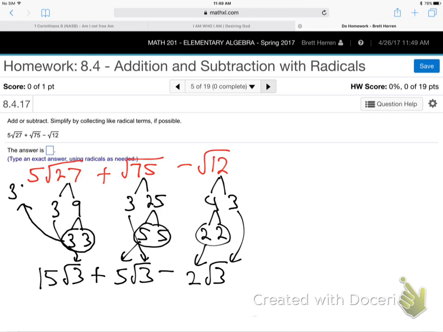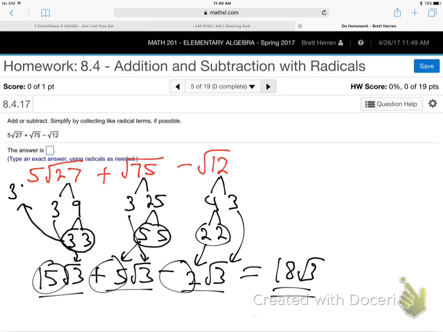Now the 2-for-1 stuff is over. Now we put on the like roots mode, right? We ask ourselves, are these like roots? Yeah, they're all the same roots, they're all roots of 3. If they were different, you couldn't combine them. So 15 roots of 3 and 5 more roots of 3 makes 20. Minus 2 makes 18 roots of 3. Good on that.